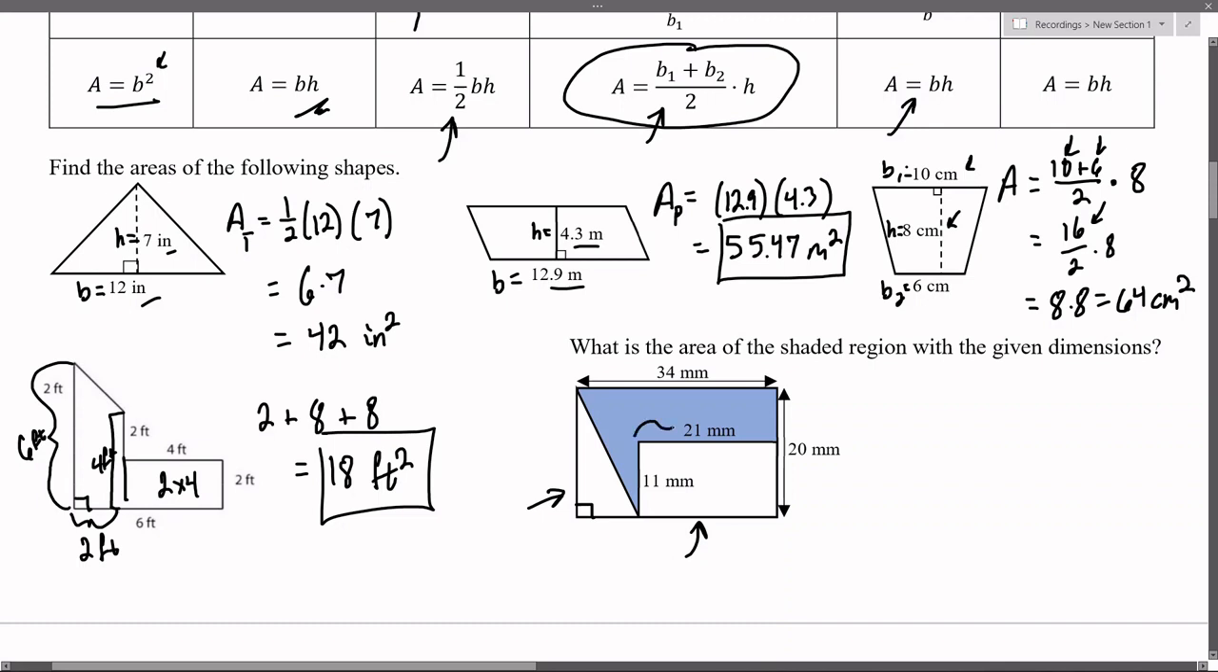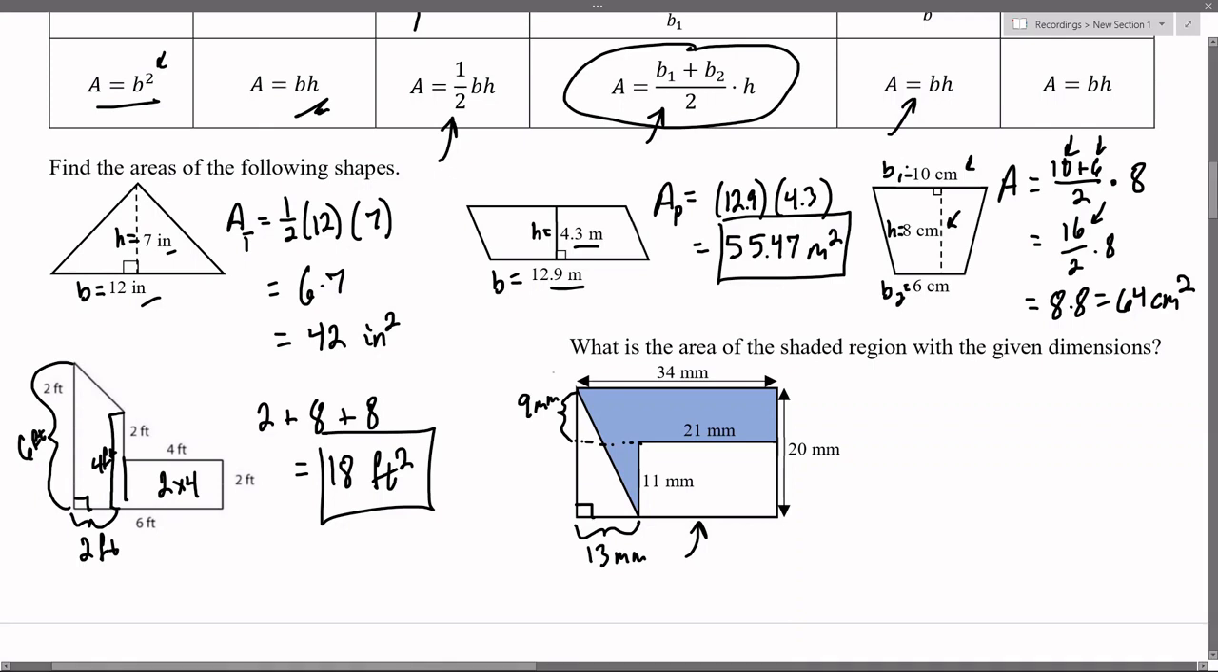If this is 21 here, and this full length is 34, that means that this length here must be, let's see, 34 minus 21 is 13. It's going to be in millimeters. What else do we have? If this full length here is 20 and this length here is 11, that means this length here must be 9 millimeters.